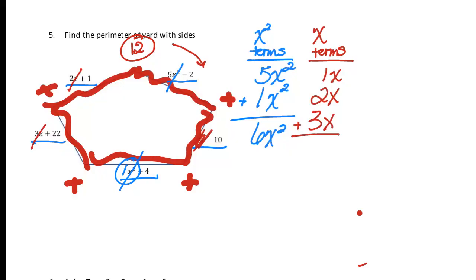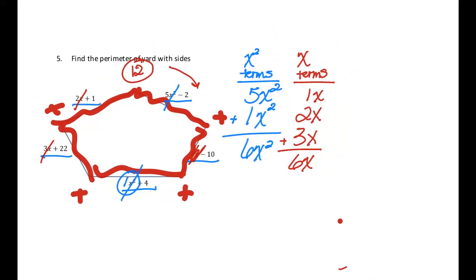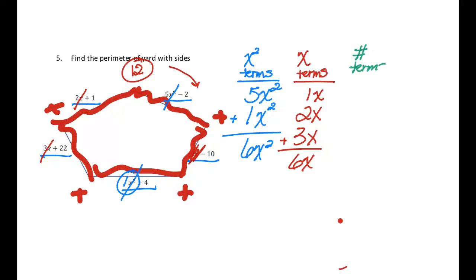So let's add together the x terms. 1x plus 2x plus 3x. You've got to look at the numbers. 6x. Very good. All right, so we have the x squared terms. Now we got the x terms done. Finally, what's the last kind of terms I have? The numbers, right? The number terms. And Miss Thede would call those the constants.